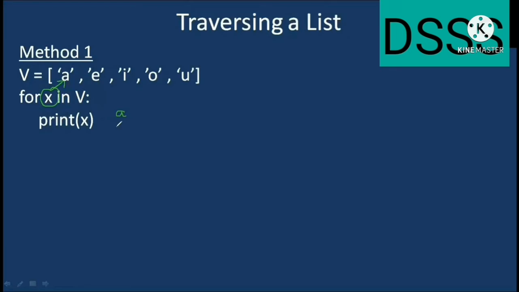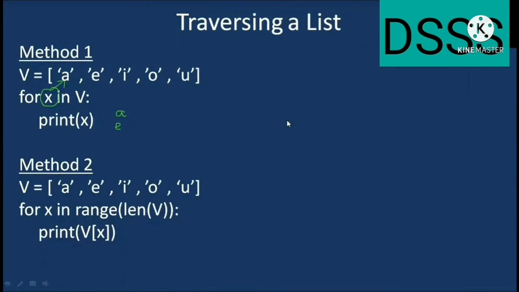The first element of the list is a, and you say print, then it goes back to the loop. The next element of the list is e, so it prints e. Now it goes back to the loop again and prints i. This process continues until the loop finishes. Remember one thing: each element of the list is a character.